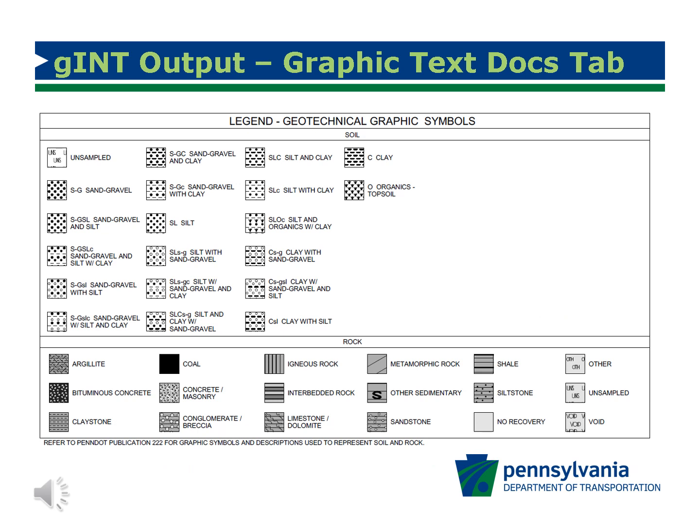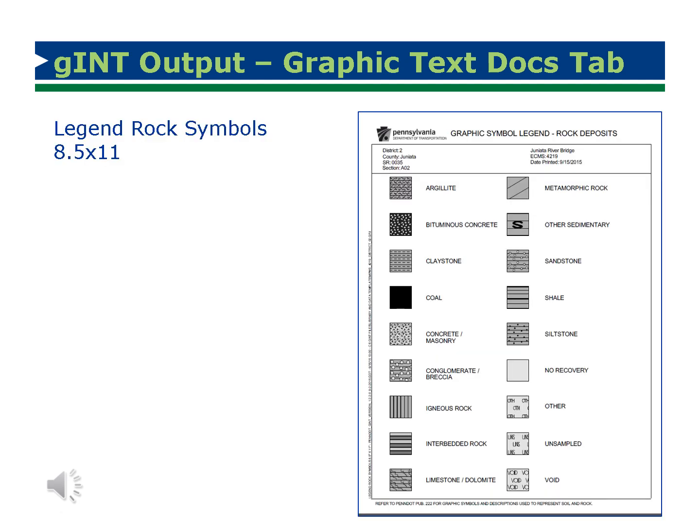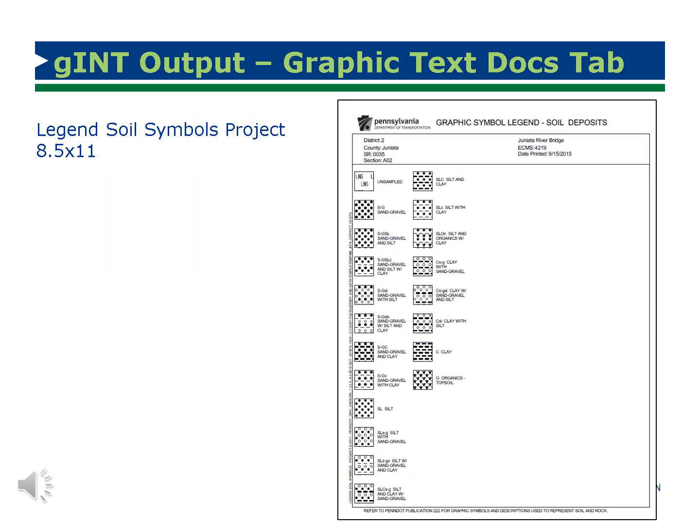This is a sample legend for graphic symbols intended for placement on plans. This is a sample legend rock symbols. It contains all the rock graphic symbols. This is a legend soil symbols report containing all of the graphic symbols for soil used in a gINT project file.